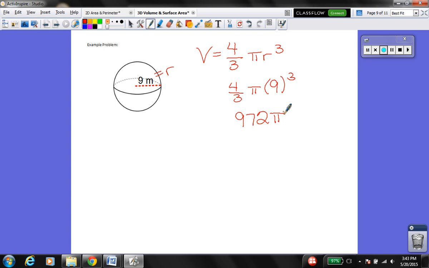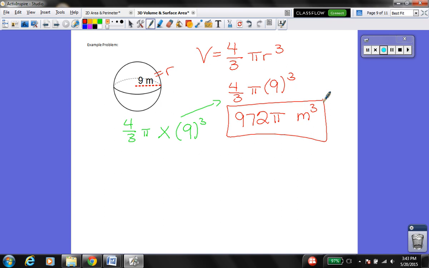You need to make sure you multiply the numbers first and then add on the pi. Try not to throw everything in at once in the calculator. Also be very careful when entering these values in the calculator. When I enter it into the calculator, I must do 4/3 pi, put in the multiplication sign, and then say 9 cubed. If you don't put in the multiplication sign, you will get a syntax error. So it would be 972 pi meters cubed.